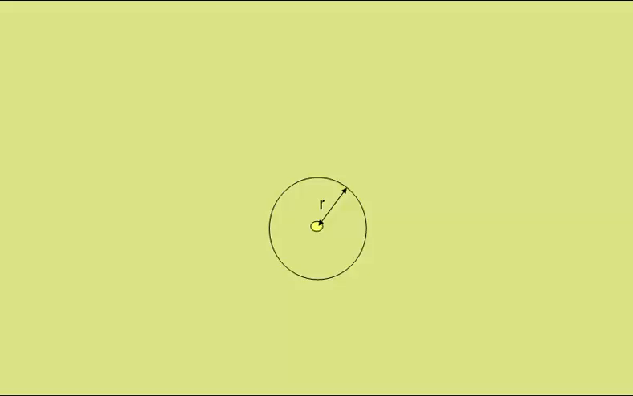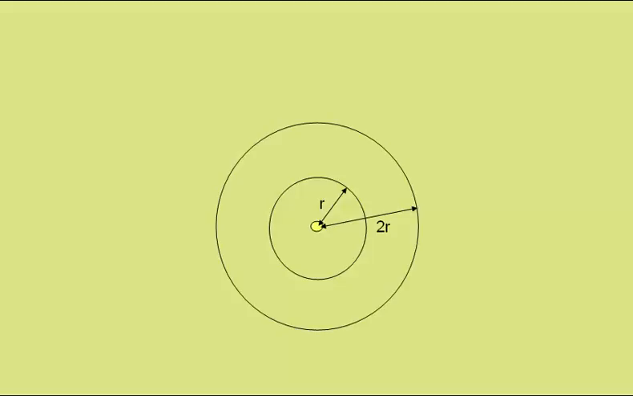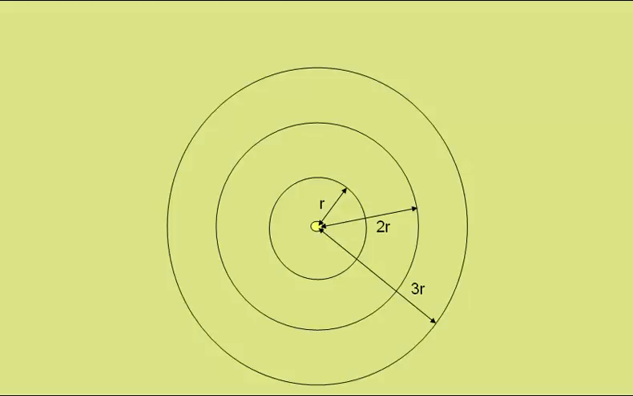If we consider a sphere at a radius r from the source, and then another sphere at a radius 2r from the source, and a sphere at a radius 3r from the source. Whatever is coming out from this source must pass through this sphere, and this sphere, and this sphere. But the area of a sphere is given by 4 pi r squared. So as r doubles, the area of the sphere will go up by 2 squared, or 4 times. As r trebles, the area of the sphere will go up 9 times.